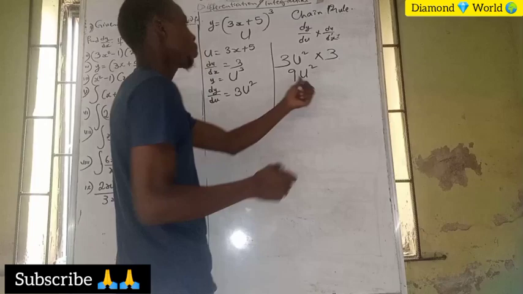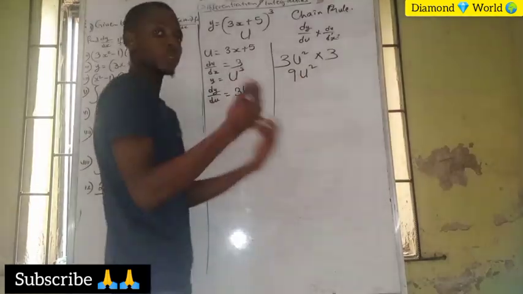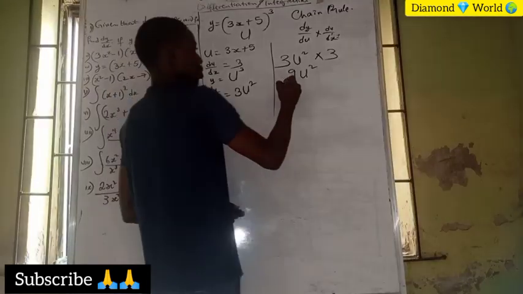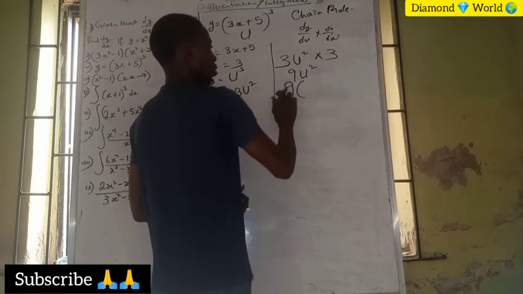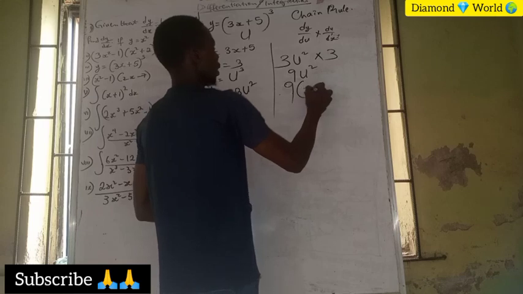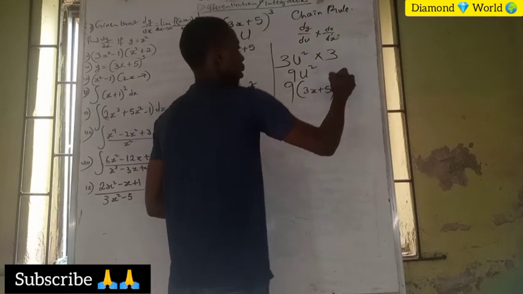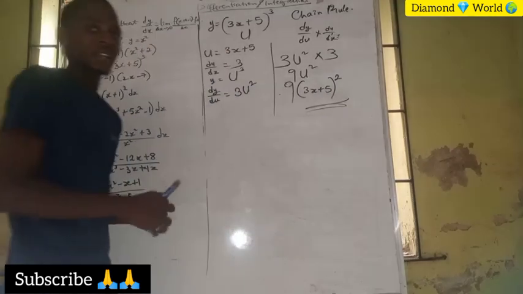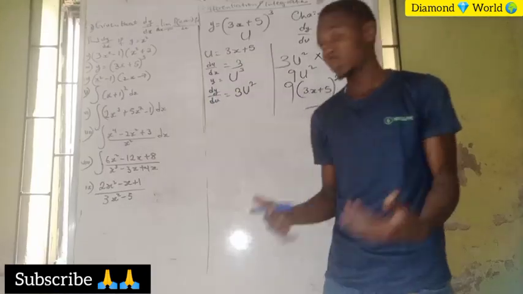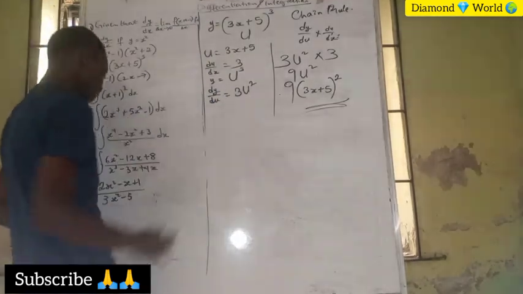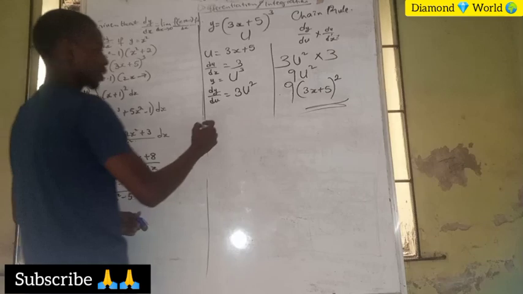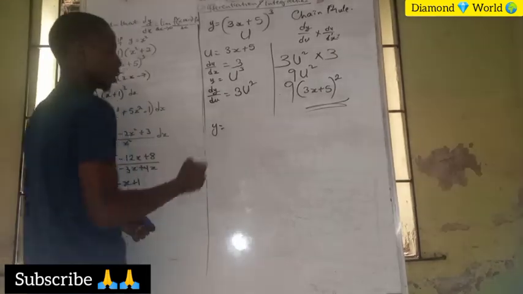But initially, u is not inside the question. We inputted u ourselves. So we'll say, what is our u initially? 9 into brackets 3x plus 5 all raised to power 2. I believe with this, you can be able to solve any chain rule question you see. Let me just give us another one. It is not part of this question I've stated out.